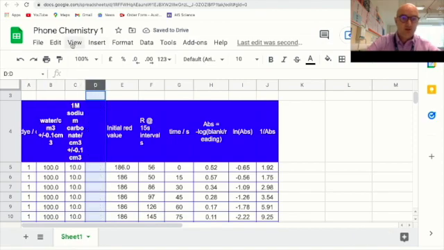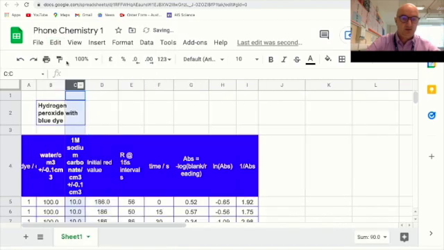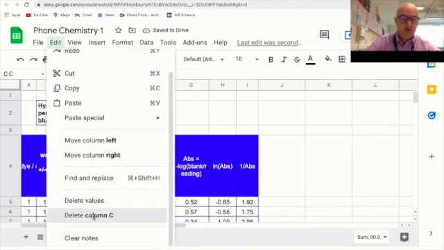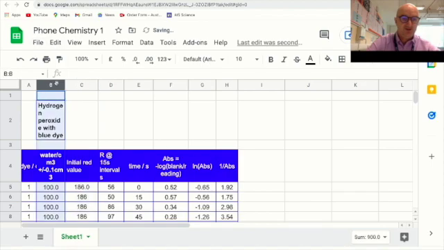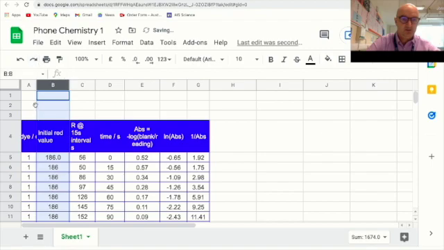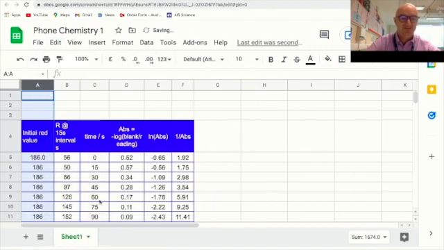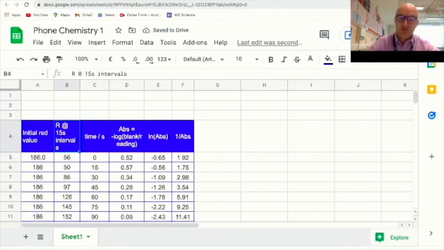go. So edit, delete column D. I'm sure there's a quicker way to do this, and I'm sure somebody's screaming at the screen now saying, Mr. Mitchell, honestly, you need to increase your Google Sheet skills. Yes, I do. Okay, so we have the initial red value, the R value, the reading, and the time intervals.